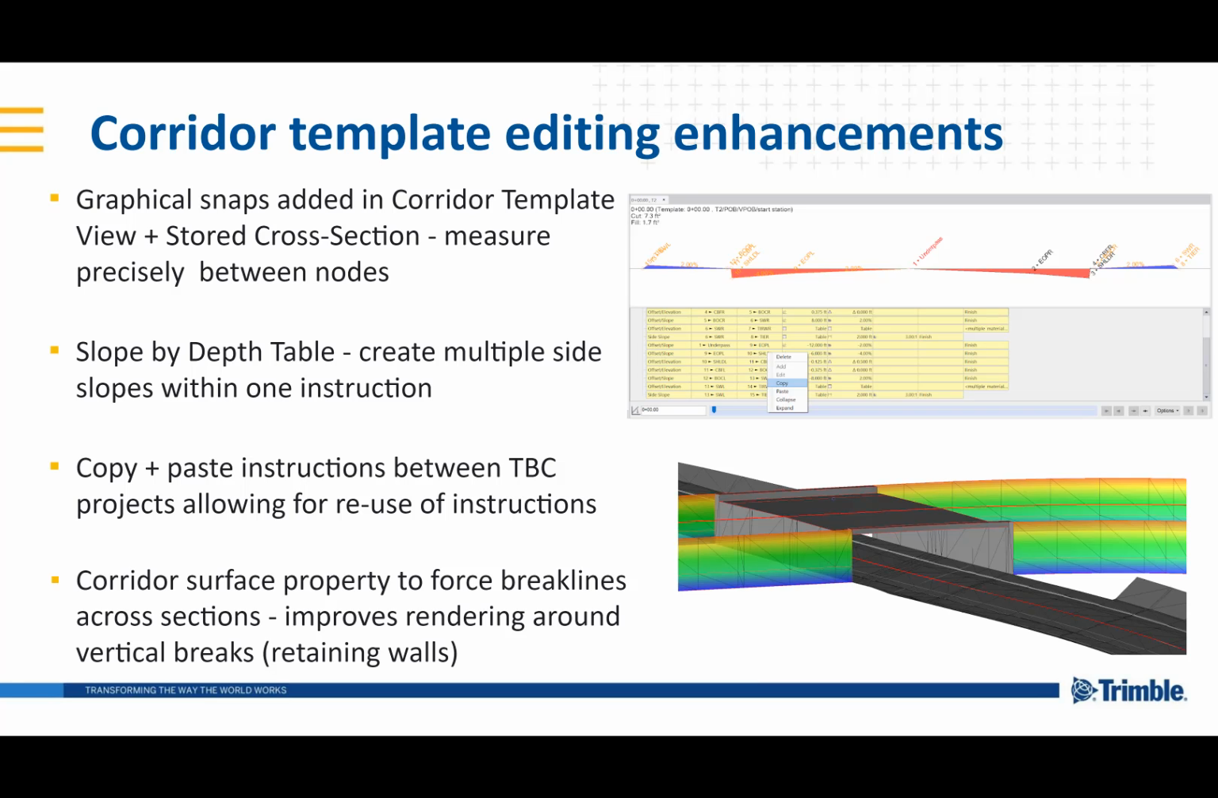There's also a new property in the corridor surface to force break lines across sections. This improves rendering around vertical breaks, such as retaining walls.